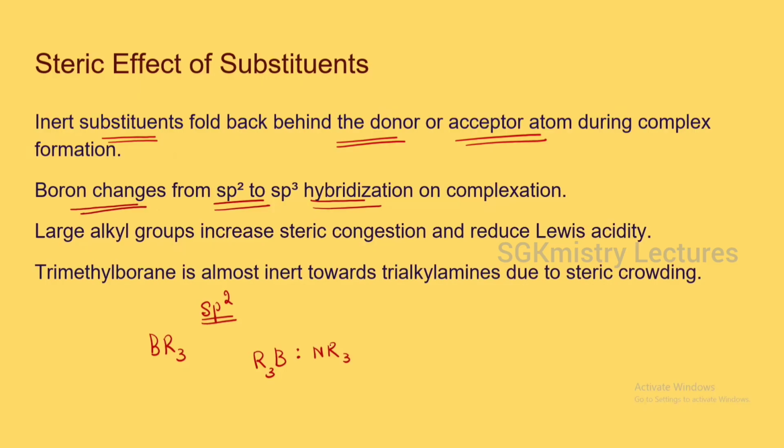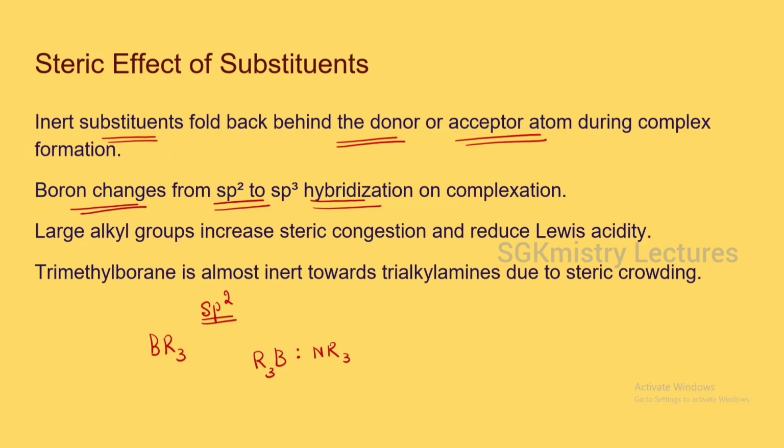Here the bond angle decreases to 109.5 degrees. Because of this, there will be too much crowding, which can lead to steric effects, right? Due to all of this, the mesityl group is forced to fold back. Since it is folding behind the boron atom, we call it the B strain or the back strain.